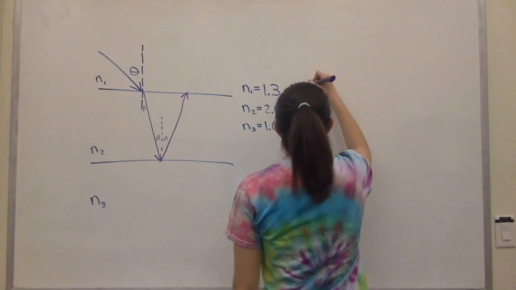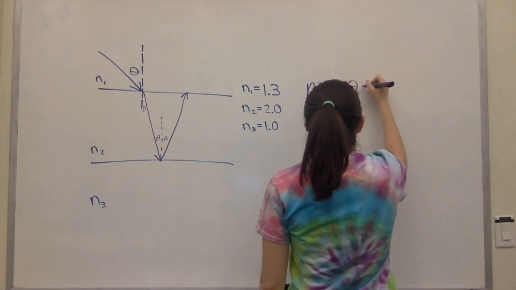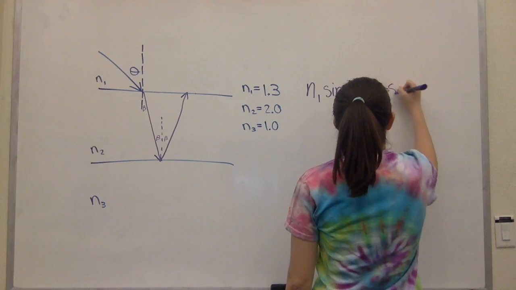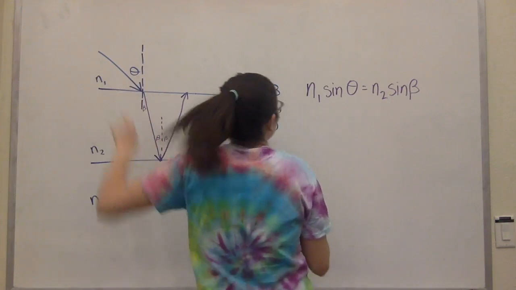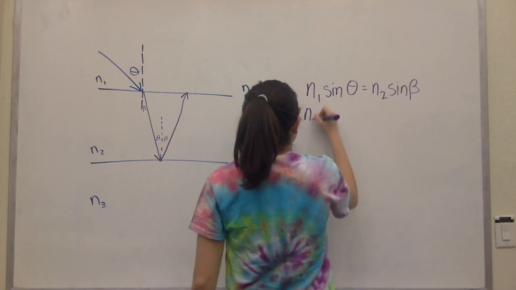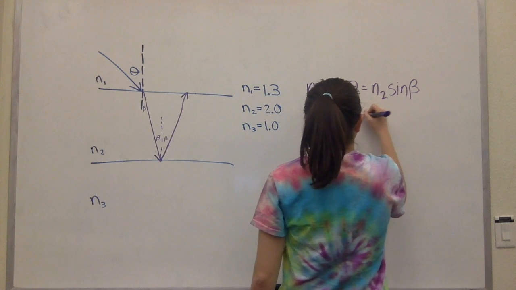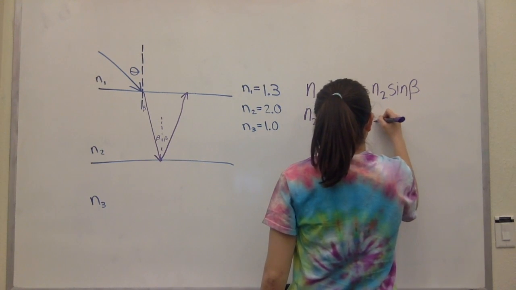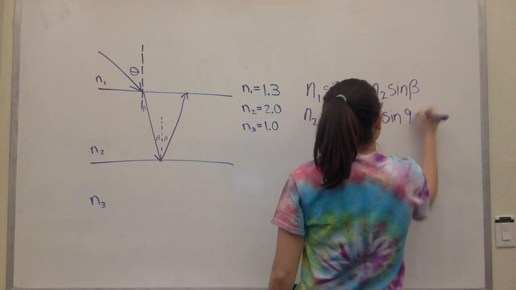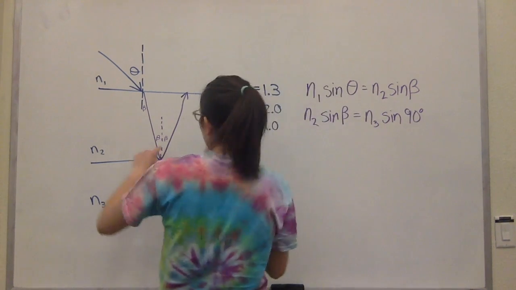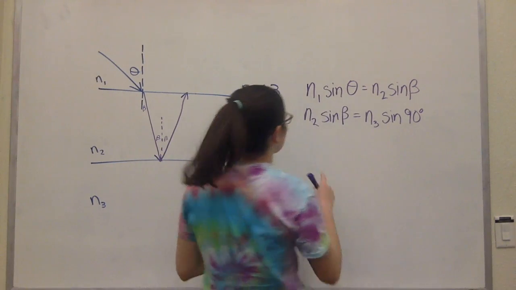Problem 8a asks us to find the minimum angle where total internal reflection will happen between n2 and n3. You know that n1 sine theta is equal to n2 sine beta, theta being the angle between the normal where n1 and n2 meet, and beta being the angle at which it leaves. Then you know that n2 sine beta is going to be equal to n3 sine of 90 because you want total internal reflection, meaning that none of the light will pass through the boundary of n3. So it'll all reflect back.